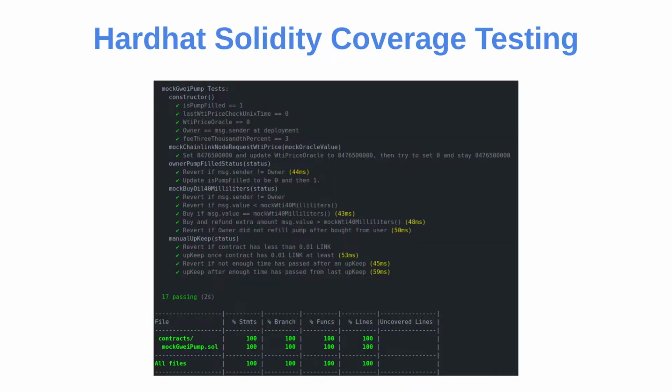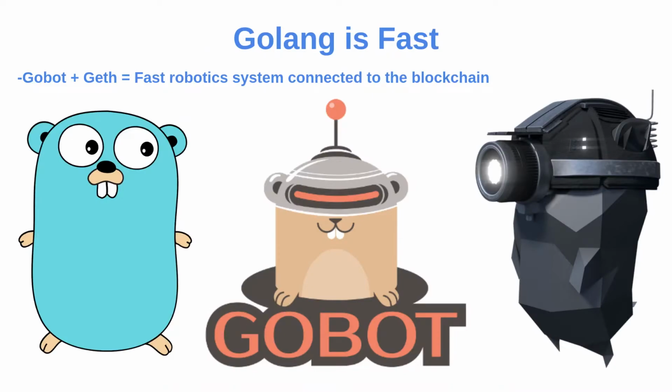GweiPump has been tested in Hardhat with 100% Solidity coverage. Golang is a fast language. Using Geth and Gobot libraries and Golang together creates a fast robotic system that communicates with the blockchain.